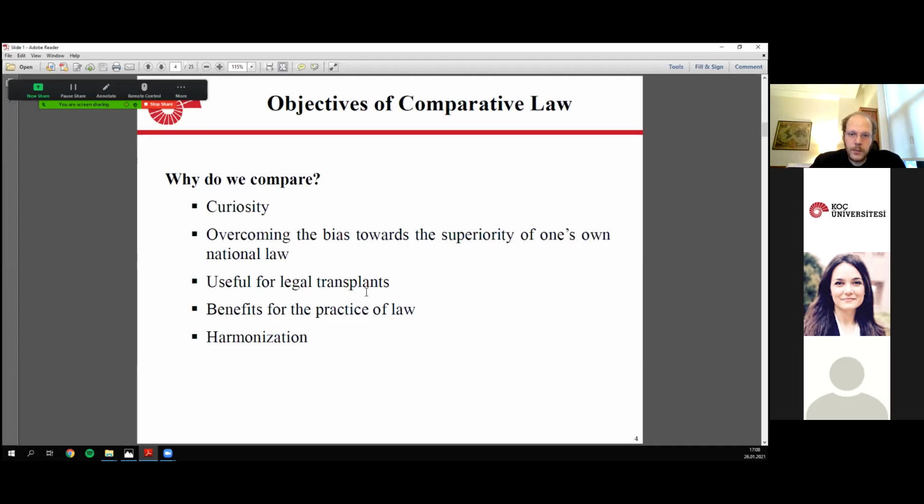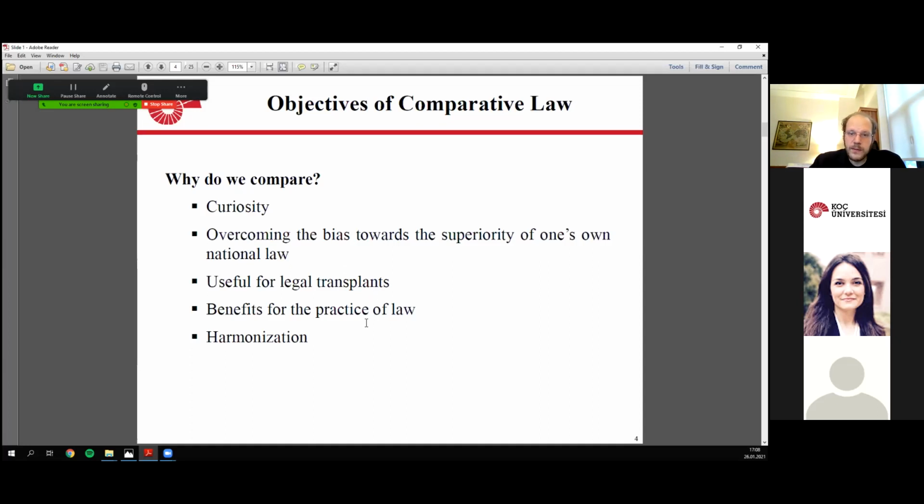Thirdly, engaging in comparative law studies is also useful for legal transplants. When I say legal transplants, I mean some countries sometimes have to make drastic changes in their legislation. For example, that was the case for Turkey in the 20s. It was more recently also the case for post-Soviet countries after the fall of the Soviet Union. So when you quickly have to change your legal system, the easiest way to do that is to adopt an already existing system. And to do that, you have to engage in comparative studies as well.